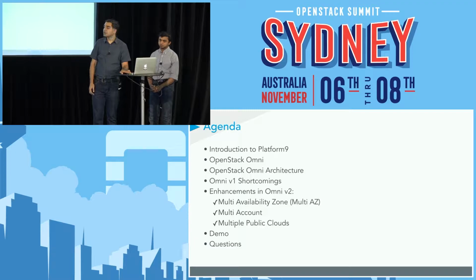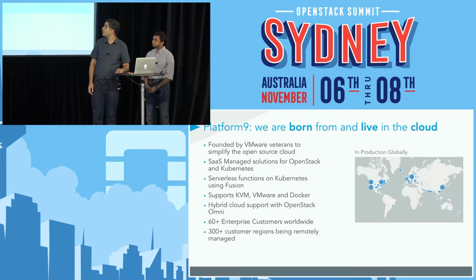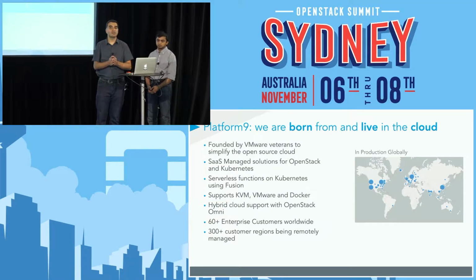Before we dive into Omni project details, a little bit about Platform 9. We are a company who offer OpenStack as a SaaS. It's a managed OpenStack environment which is deployed on Amazon AWS, and it is managed and monitored by Platform 9 ops teams. So our customers don't have to install or configure OpenStack in any way. They just consume OpenStack just like any public cloud. We are going fast. We have 300 plus regions currently being actively managed by Platform 9 across all our customers. Our customers come from all over the world.